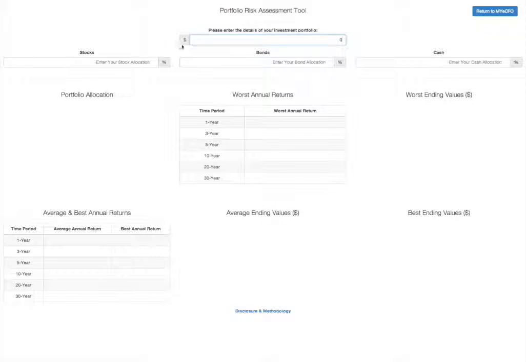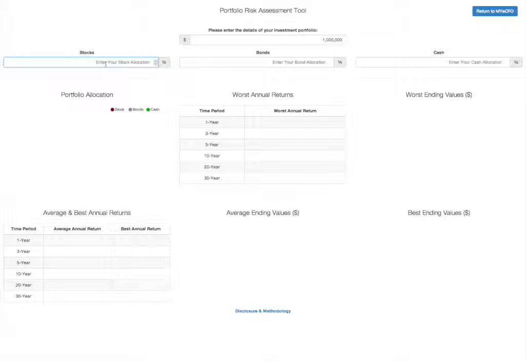You enter the amount that you wish to invest, and you can make up that number. Let's just say we're going to invest $1 million. And then you're asked to enter the percentage that you would have in stocks, bonds, and cash. Again, stocks are the riskiest, cash are the least riskiest categories of investments. And so you can get a sense of what the risk profile is going to be.